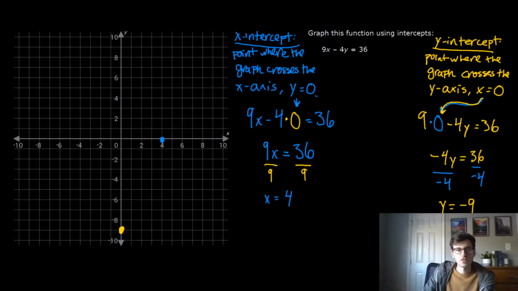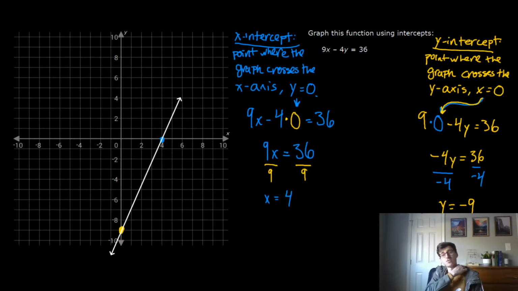So, okay, let's graph this. It needs to connect both of these dots, and you could probably just do that. Just connect the dots. You can extend it if you want. I kind of like extending it, but you don't have to. That's pretty good. So there you go. There's your graph. We just graphed a function using the intercepts.